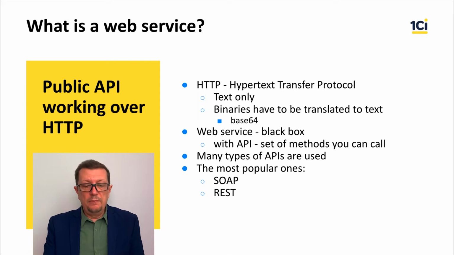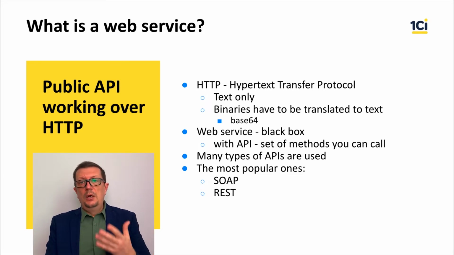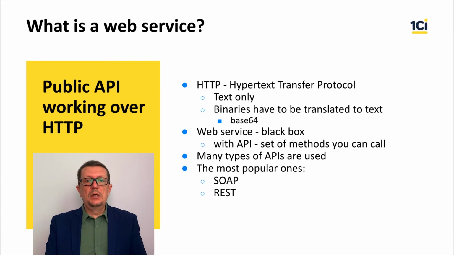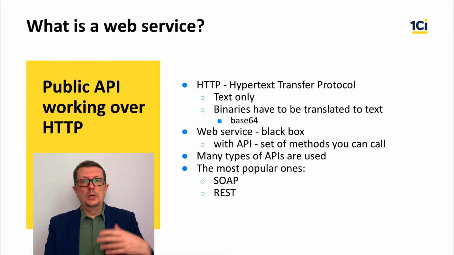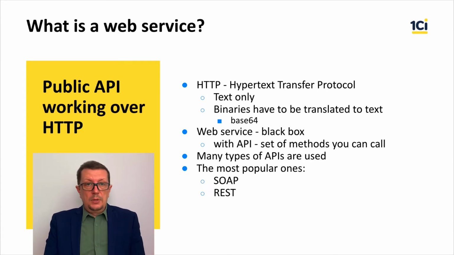So basically, a web service is a black box, and the only thing you know about it is its API: the set of procedures that you can call, and maybe the data structures that you can obtain from this web server or pass to it. There are many types of APIs in use nowadays over the internet, but the most popular ones are SOAP and REST, and these are the two that we will be talking about today.